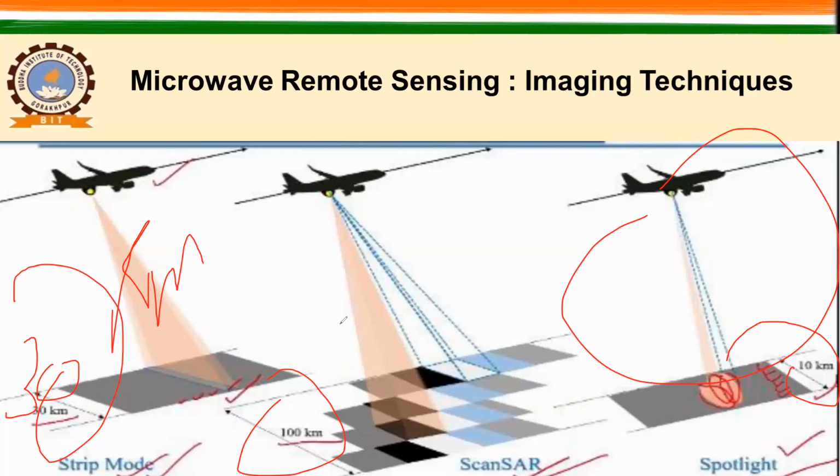So in that width, you will have several pixels. So here also you will have pixels, but the calculation of spatial resolution and other parameters will be different. Okay.